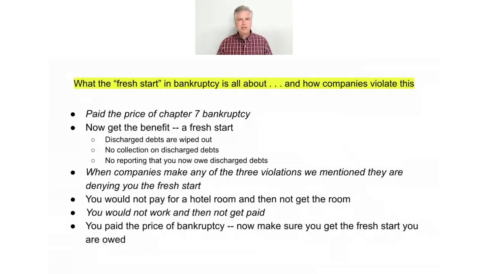There's no collection on it. There's no reporting that you owe that debt. Now, they can report that you did owe it. They can report that currently the debt is discharged. But what they can't do is say, on that $5,000 Capital One account that I discharged 3 months ago, that I owe $5,000 today. That's absolutely wrong. There are a few scattered courts that have just frankly completely missed this.